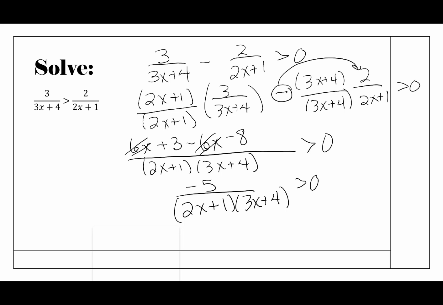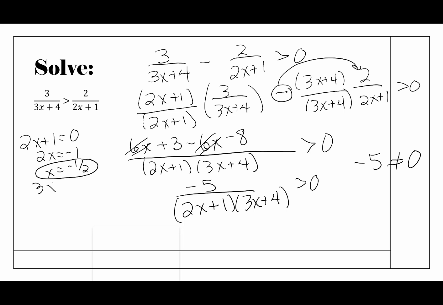Now here's the part that's a little bit different. The numerator is -5, which is a constant. -5 will never be equal to 0, so I don't have a number to grab from the numerator. Absolutely fine. So I take the 2x plus 1, I set it equal to 0. That says 2x is -1, x is -1/2, so there's one number. Then I have 3x plus 4 is 0. So 3x is -4. x is -4 over 3, so there's my second number.